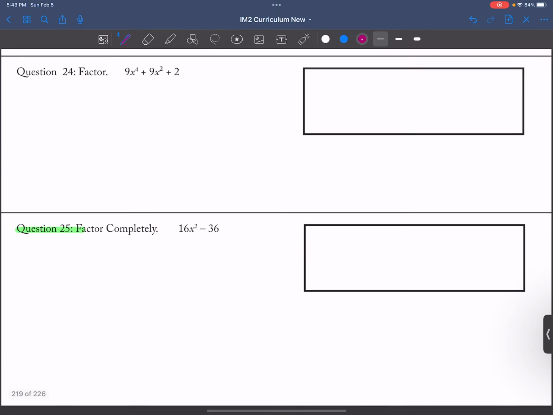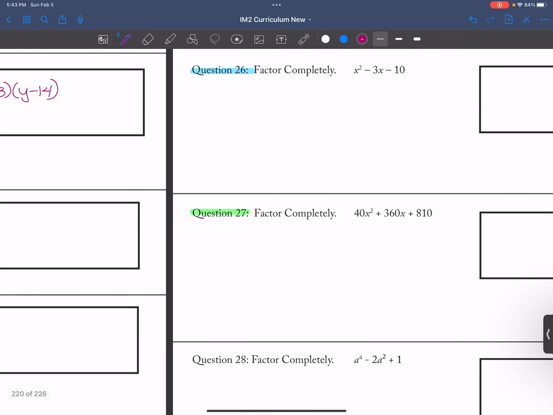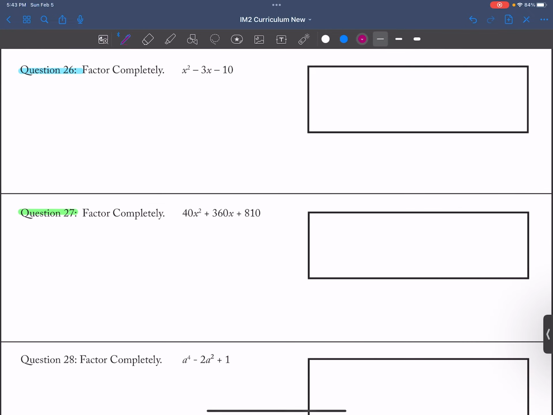Okay, so 22, 24. We did not do 24. Yes. Okay, so then 26 is the next one. So now we're back on track. Now we have a negative 3 on the top and a negative 10 on the bottom. So 1 and 10, 2 and 5. So positive 5 and negative 2. So x plus 5 and x minus 2.